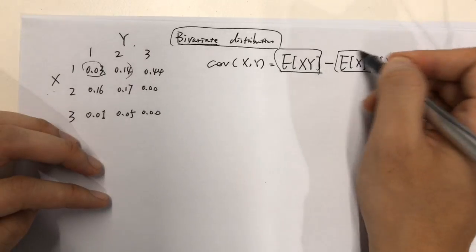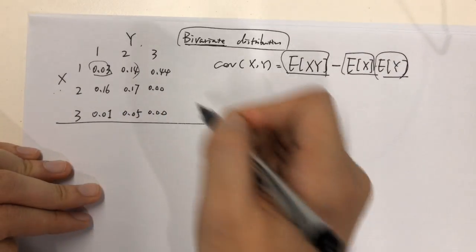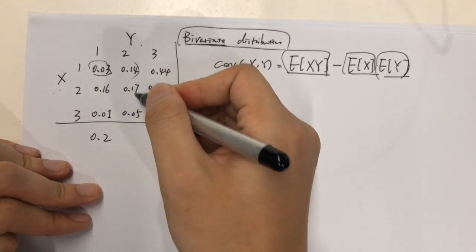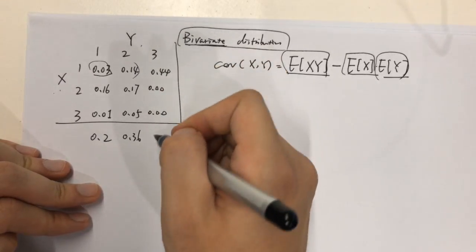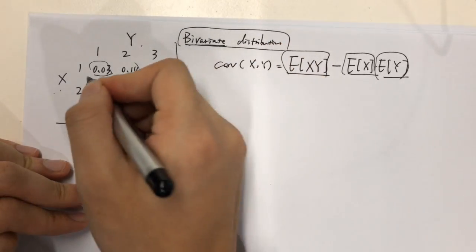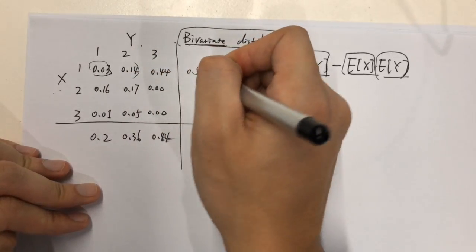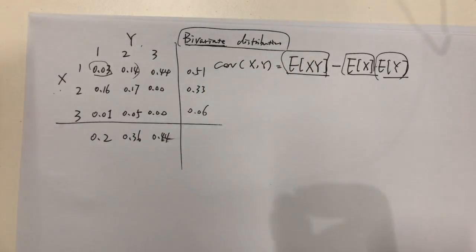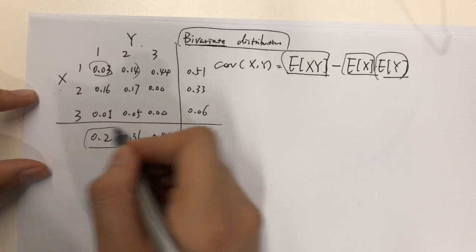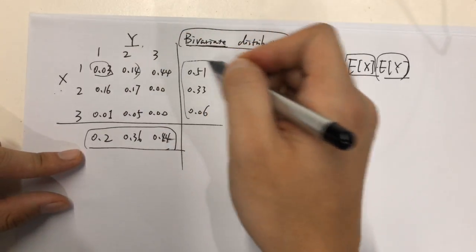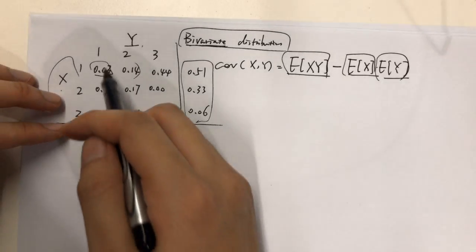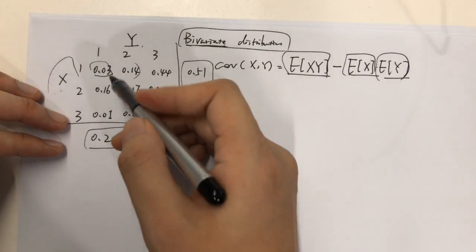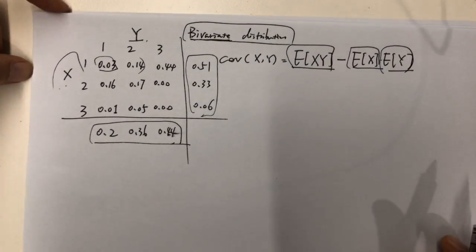So E[X] and E[Y] are very easy to calculate. You just get the marginal distribution of X and Y, right? So this is 0.19, 0.2, and this is 0.36, and this is 0.44. And this is 0.51, and this is 0.33, and this is 0.06. Everyone happy with that? This is the marginal distribution of y and the marginal distribution of x. You can easily calculate them either using Excel or in your head. This is a very easy calculation.